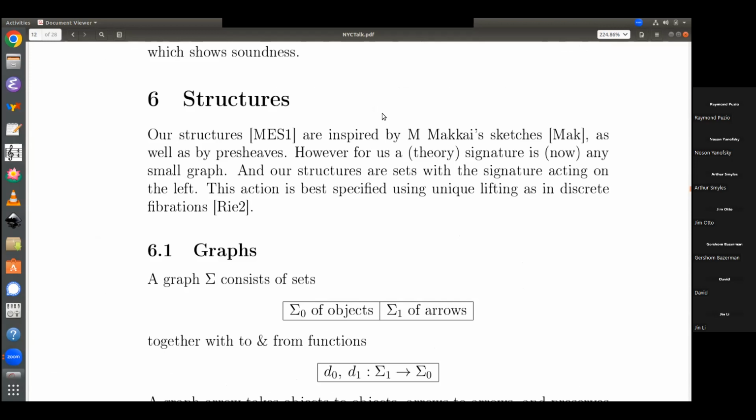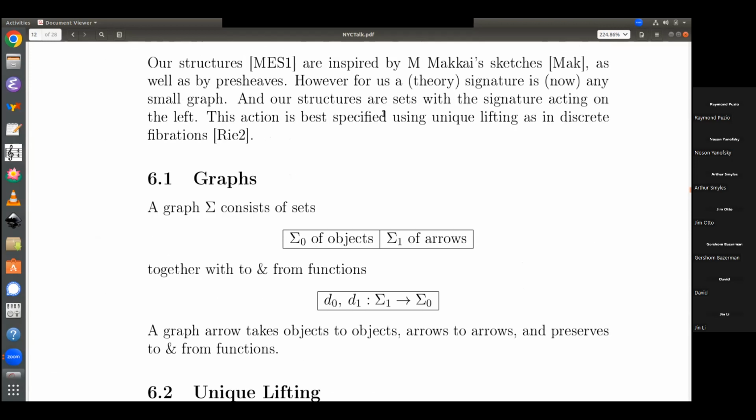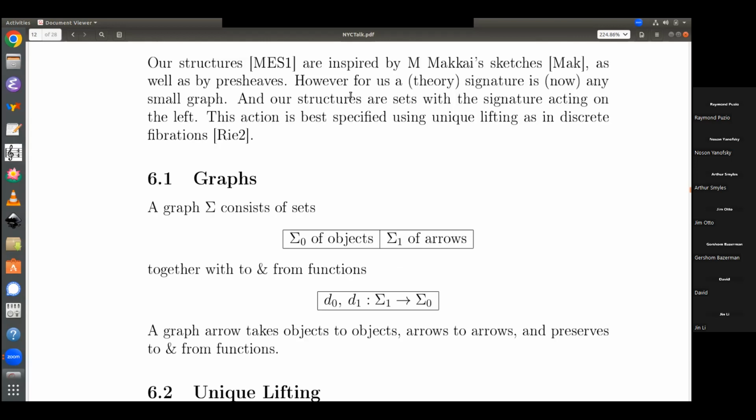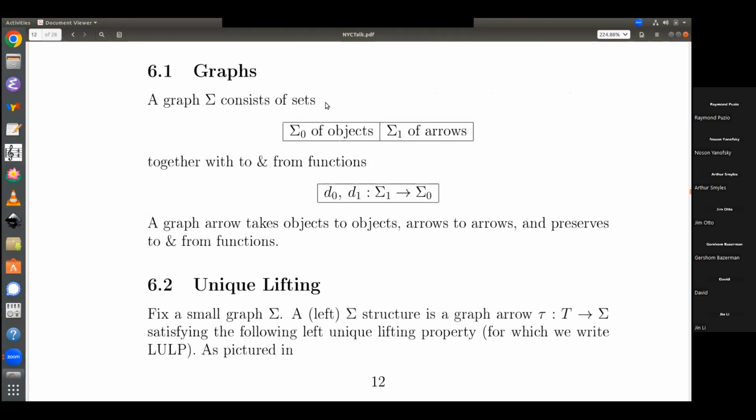It's surprisingly easy. I started with the idea of Mackey sketches, but I ended up pretty much with presheaves, and used to have a more complicated idea of what the signature for a theory should be, but now they're just any small graph. And structures are sets with the signature acting on the left. And for technical reasons, it's best to do it using the idea of a discrete fibration.